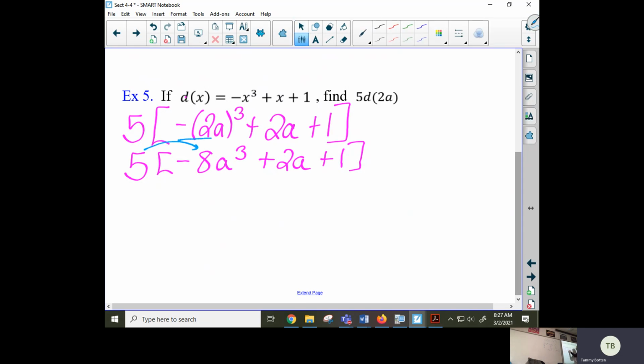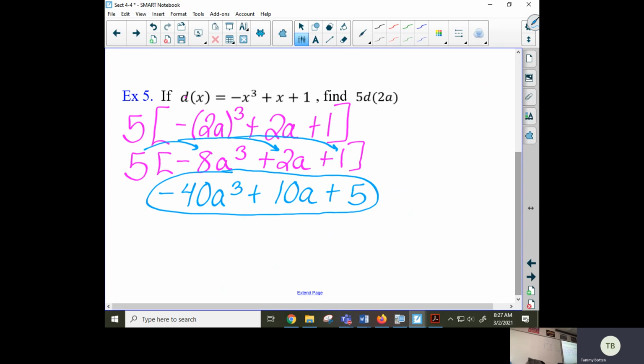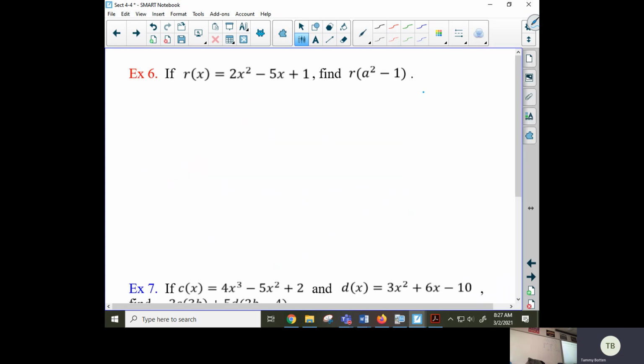So I'm going to take this 5 times everything. 5 times a negative 8, a to the third is negative 40, a to the third. Plus 5 times 2a is 10a. 5 times 1 is 5. Now, when you get something like this to put in for your x's, like here, we're going to have to FOIL it. So that becomes more of an issue. And this one down here is the worst one.